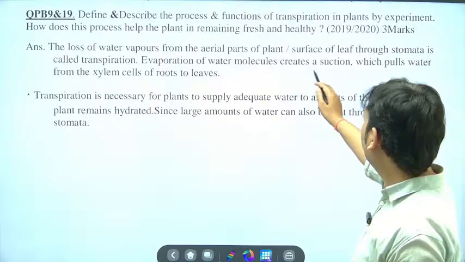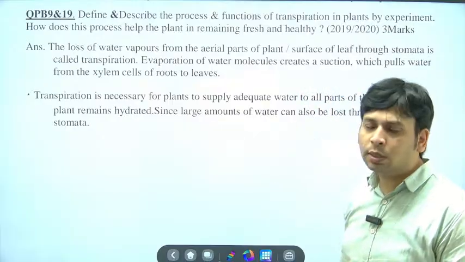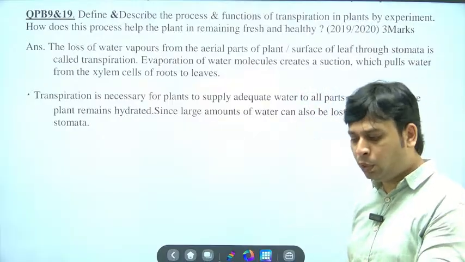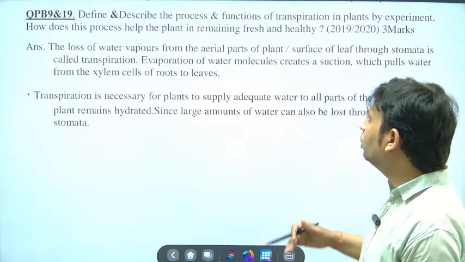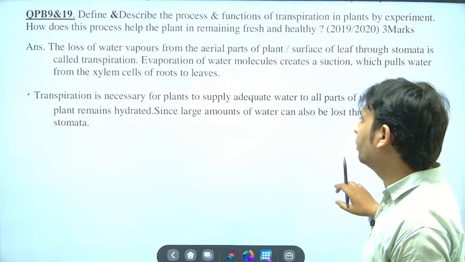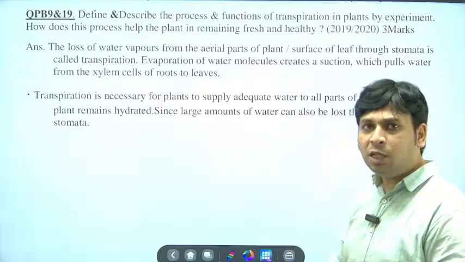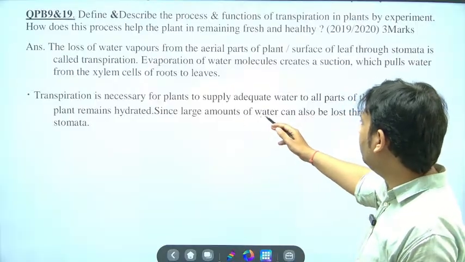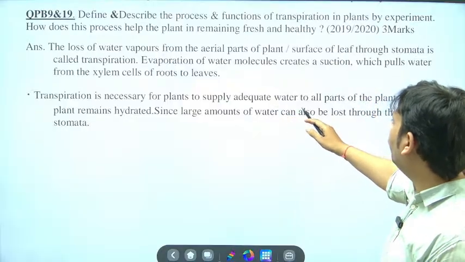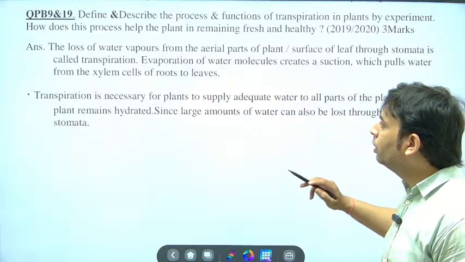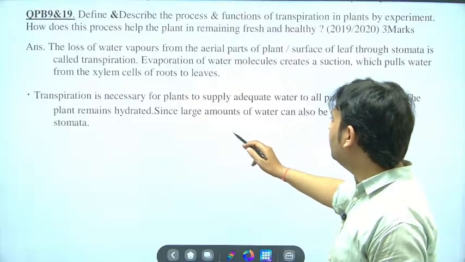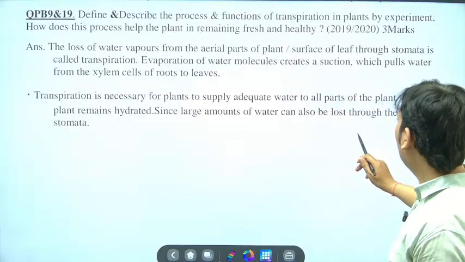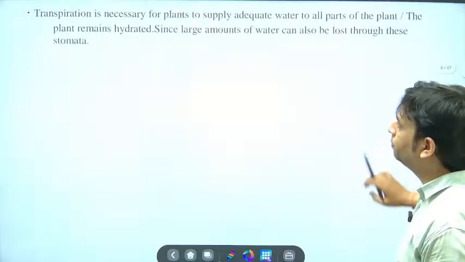Evaporation of water molecules creates a suction which pulls water through the xylem from the root of the plant to the leaves. And why is transpiration necessary? Transpiration is necessary for the plant to supply adequate water to all parts of the plant. The plant remains hydrated, since a large amount of water can also be lost through the stomata.